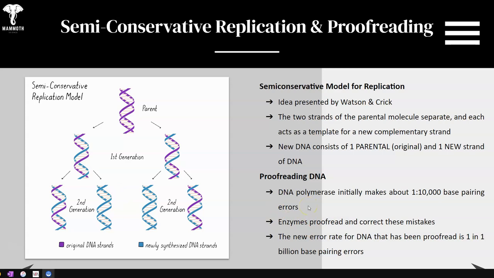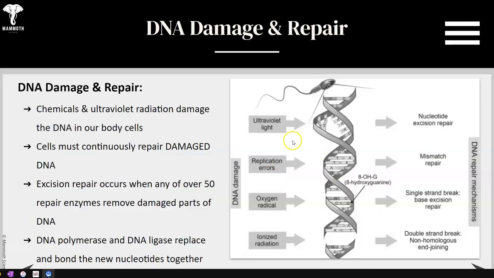So how does DNA make sure that it lays down the right nucleotides? Well, we call that proofreading. DNA polymerase initially makes about 1 in 10,000 base pairing errors, which isn't bad. But these enzymes go back, proofread, and correct these mistakes. Otherwise, you're going to have a change in DNA known as mutation. The new error rate for DNA that has been proofread is 1 in 1 billion base pairs once it goes back and proofreads.